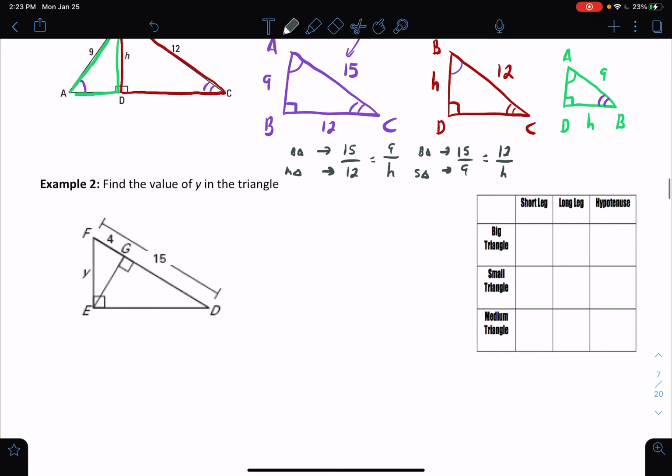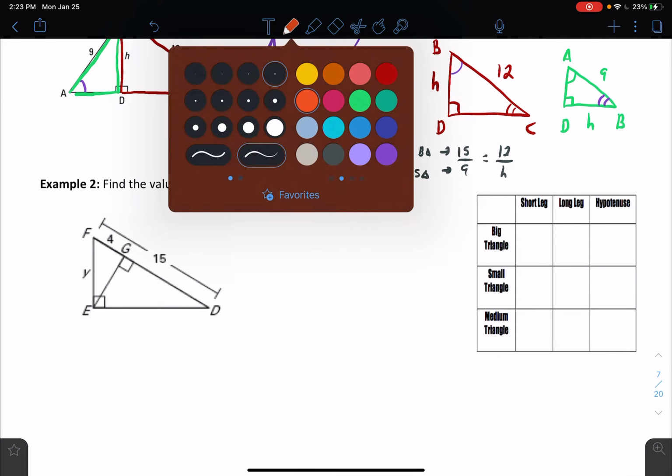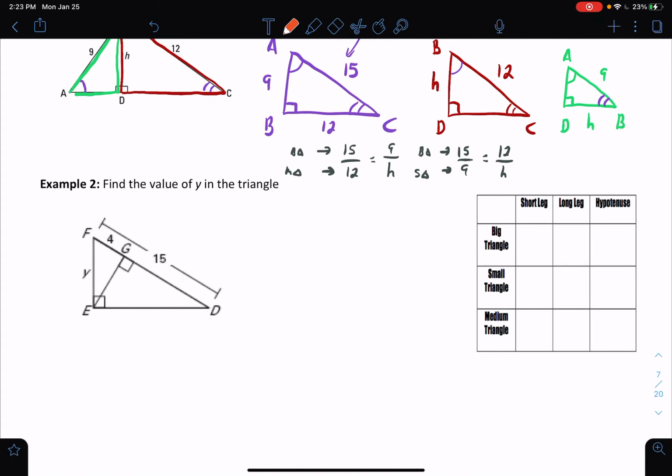Let's find the value of y in this triangle. If necessary, draw them separately. I think it's always important to start by labeling your angles. So angle F, I'm just going to call 1 swoop. Angle D is 2 swoops in this big triangle here.